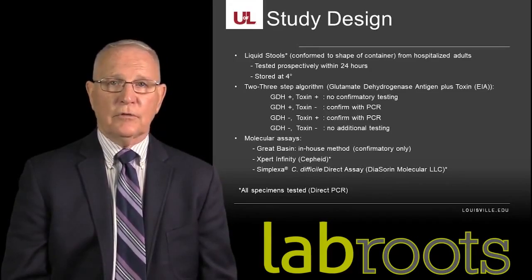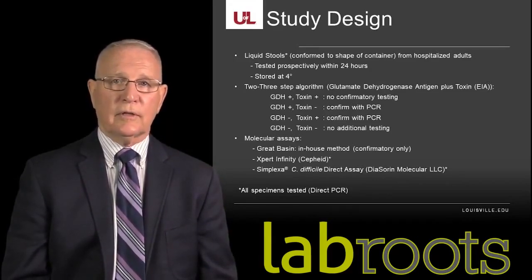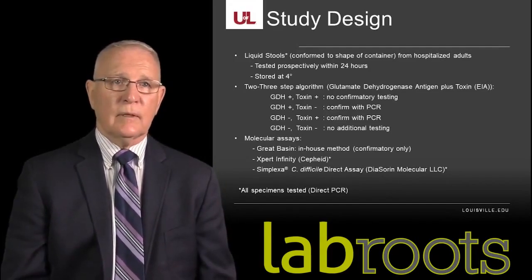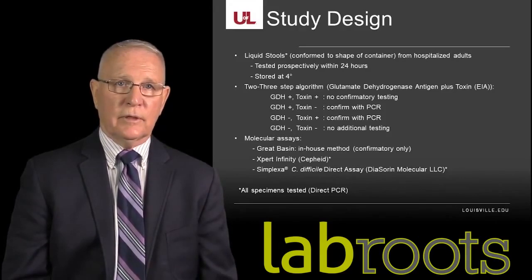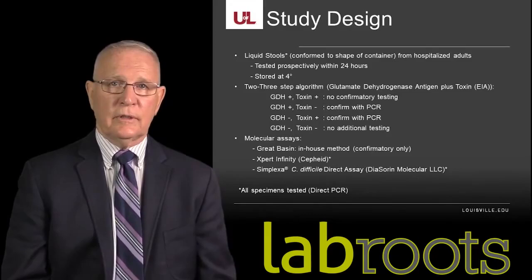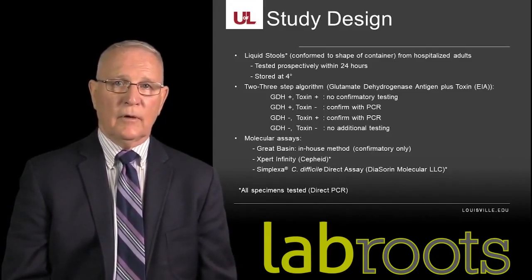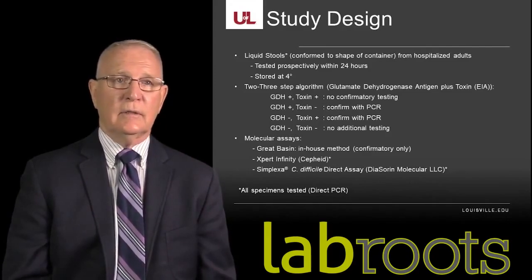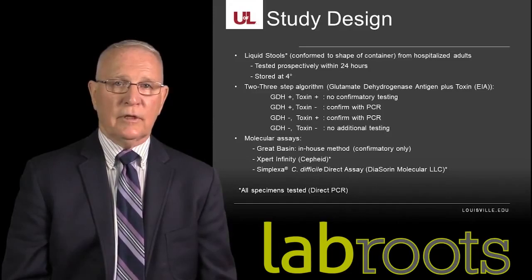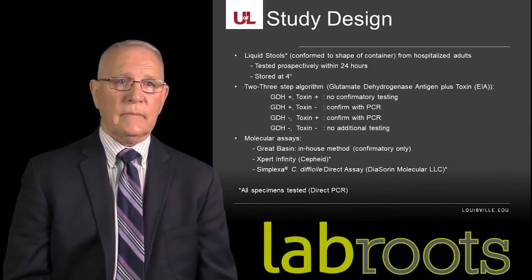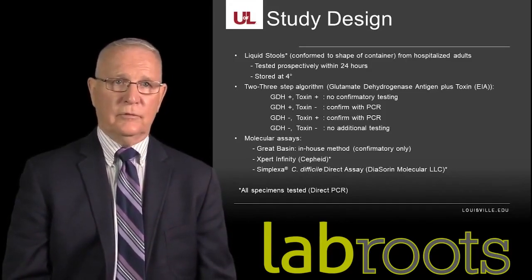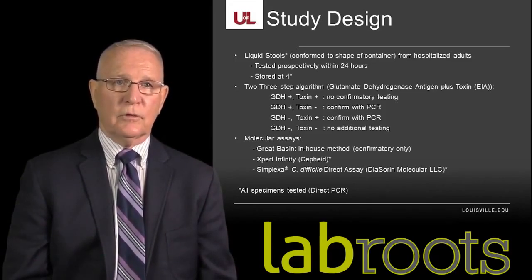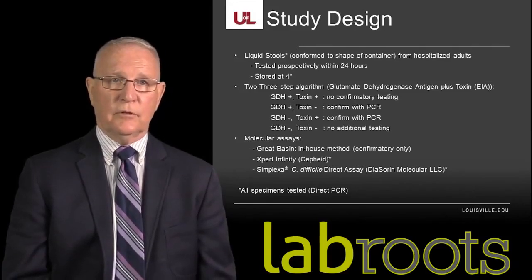In our laboratory, we use an algorithmic approach for the detection of C. difficile, and you can call it a 2-step, 3-step, depending on the circumstances. The 2-step is essentially involving an enzyme immunoassay, which is packaged as a kit, involving glutamate dehydrogenase, testing for the antigen, and the toxin A and B. In our laboratory, doing the GDH and the toxin, if both are positive, we do not do confirmatory testing. It is a final result.